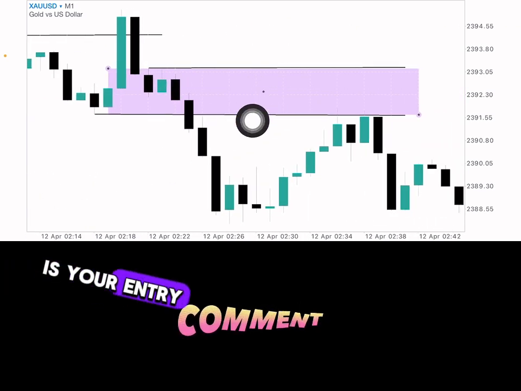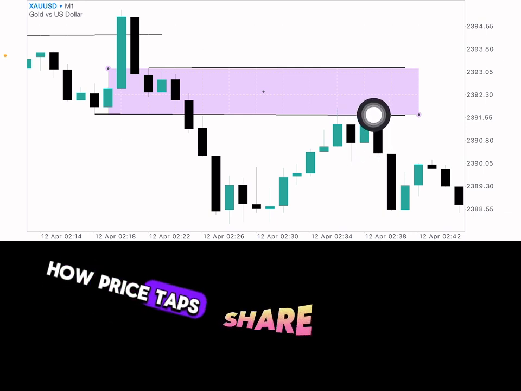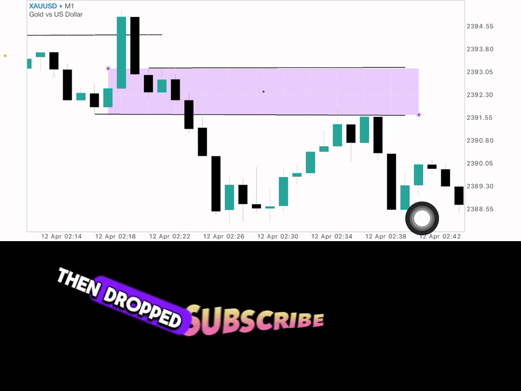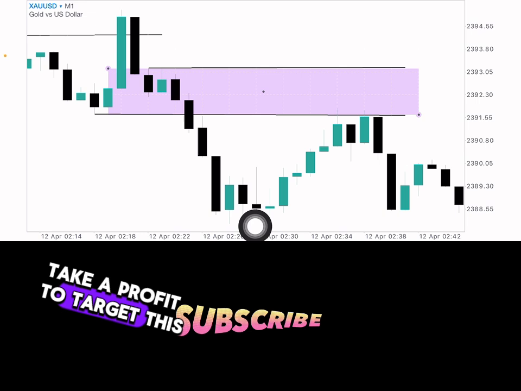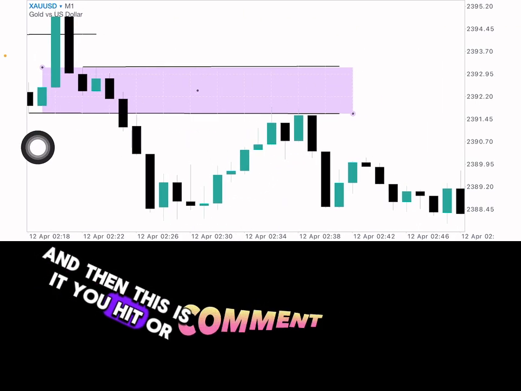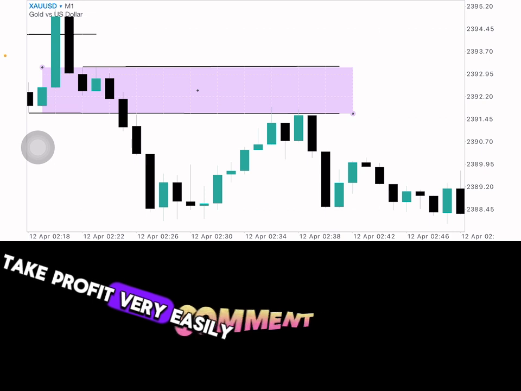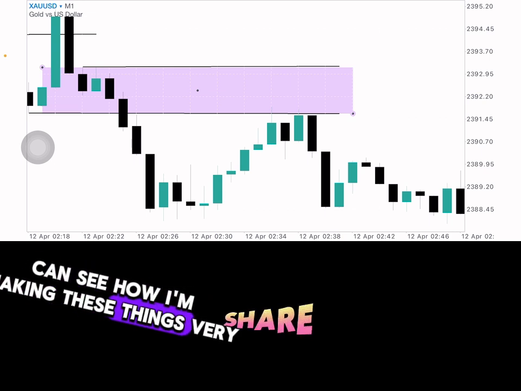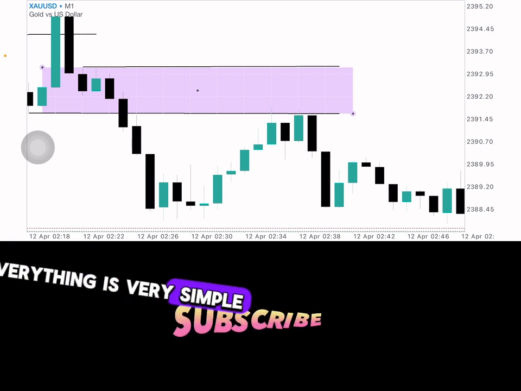This is your entry point, and see how price tapped into it and then dropped. Take your profit. You target this low, and you hit your take profit very easily. You can see how I'm making these things very simple for you guys. Everything is very simple and very clear.